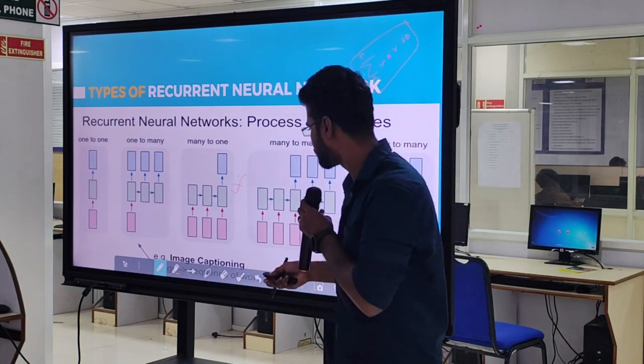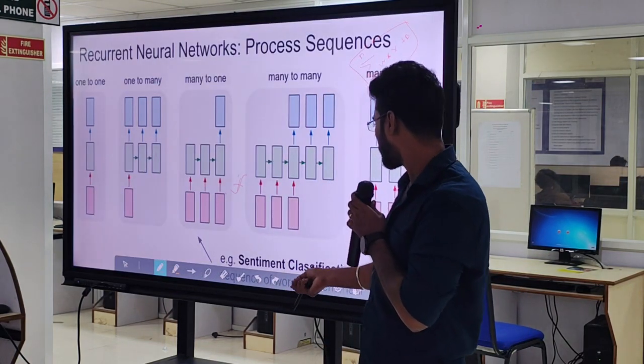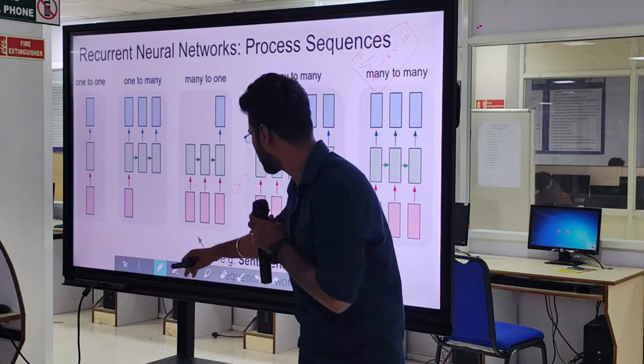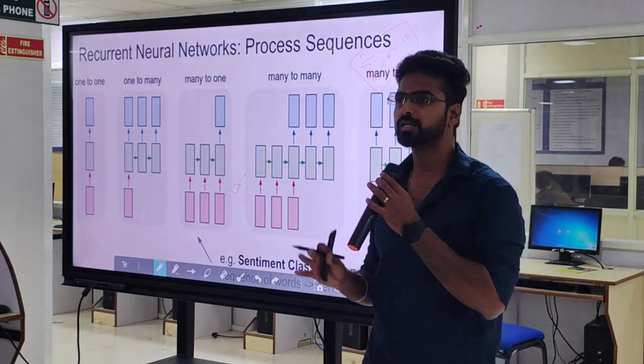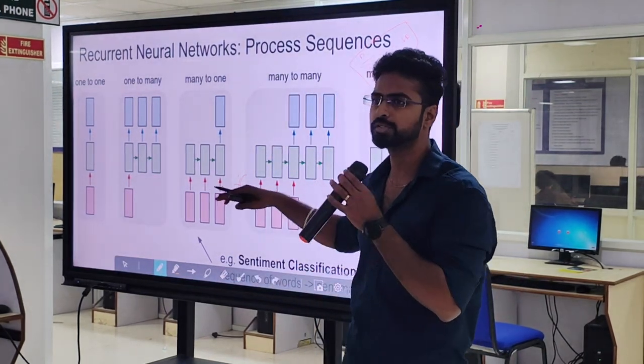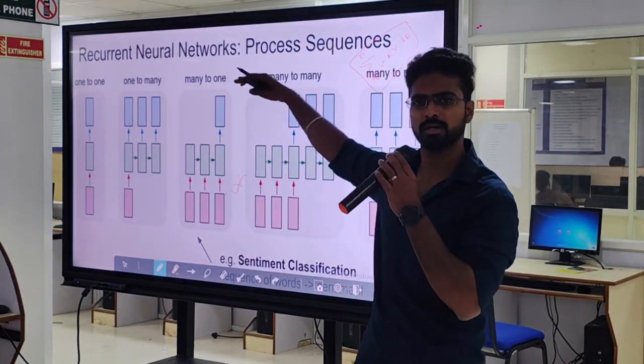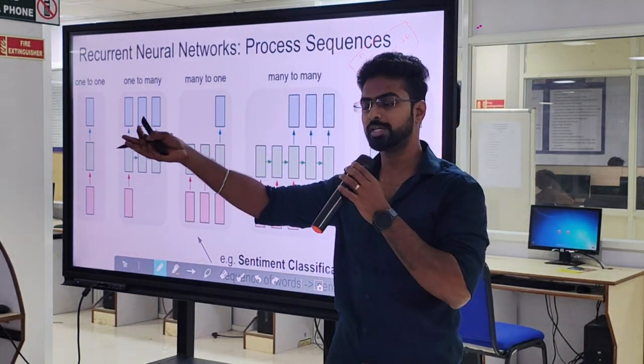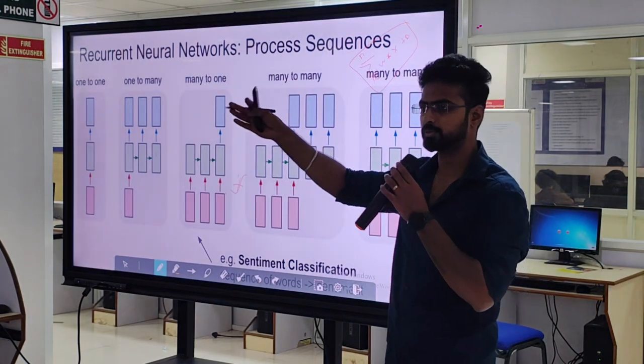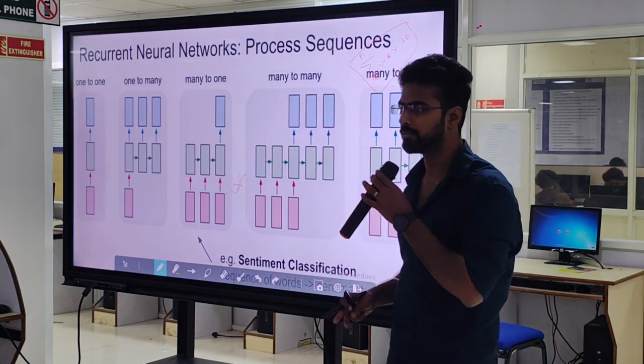And the next one is many-to-one. Sentiment classification: you give some movie reviews, and it will give you one result, like whether it is fake or true, or whether it is good or bad. Likewise, it will give you the feedback as many-to-one.